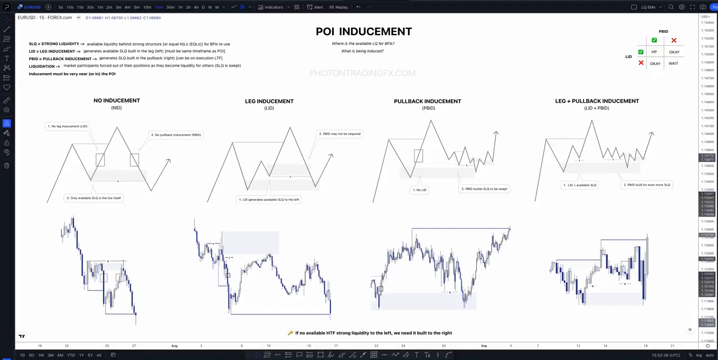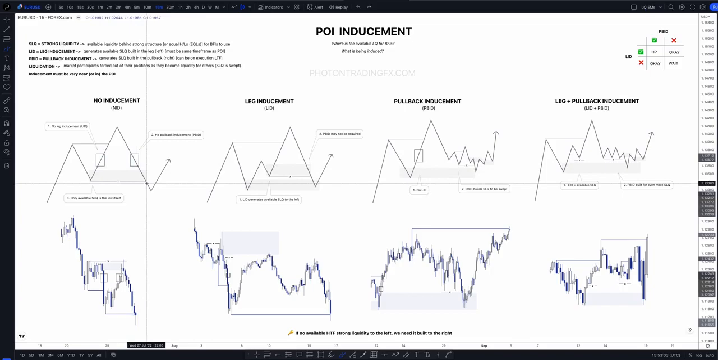Alrighty, so a super quick recap of what we were just looking at in the previous lesson, which is essentially whether you have inducement to the left, so if you have leg inducement, or whether you have inducement built to the right in the pullback. Pullback inducement depends on what scenario you're going to be looking for. So generally for scenarios, if you have neither, then where's the liquidity? It's probably going to be the POI and the low itself, okay?